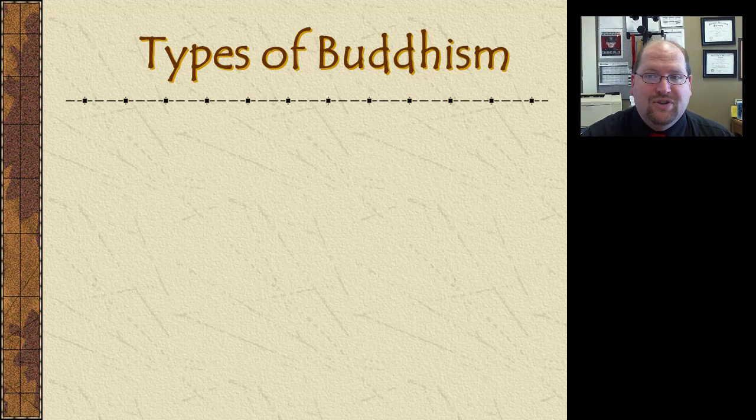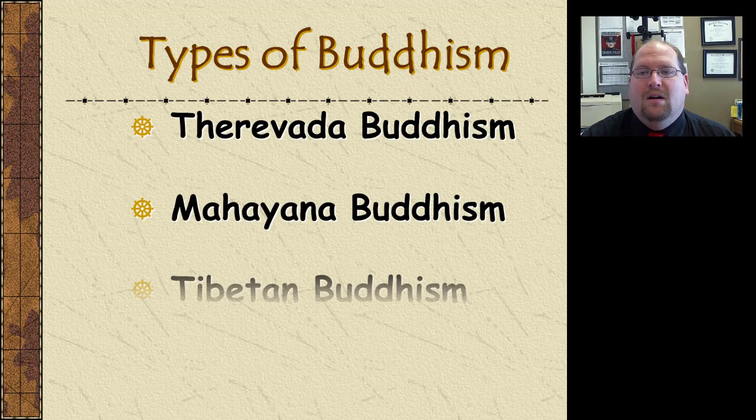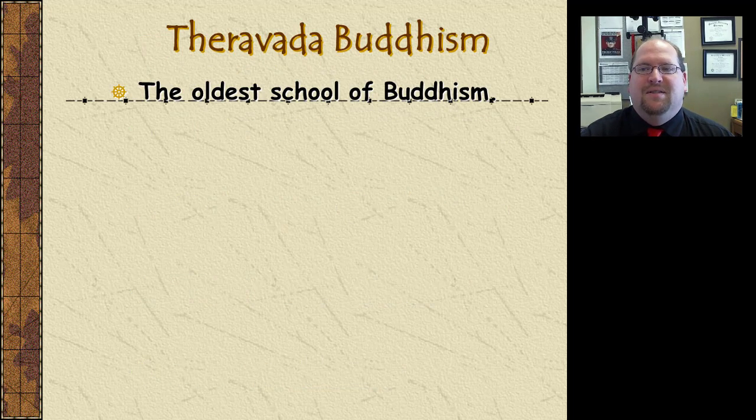Like lots of religions, Buddhism can be broken up into several different forms or communities. These are the Theravada Buddhisms, Mahayana Buddhisms, Tibetan Buddhism, and Zen Buddhism. Let's talk about these types, shall we?